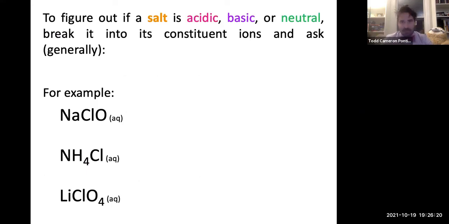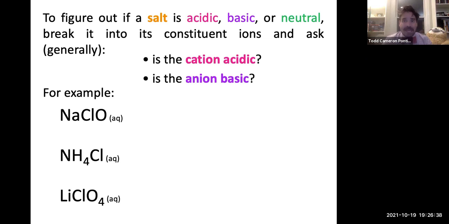Finally, let's look at salts. Let's apply what we just talked about to decide if each of these salts is acidic, basic, or neutral. Generally speaking, what we're going to do to figure out if a salt is acidic, basic, or neutral is split it into its constituent ions, and then ask ourselves, is the cation acidic? Is the anion basic? And let's do 3 different examples, which, spoiler alert, one of them is acidic, one of them is basic, and one of them is neutral.